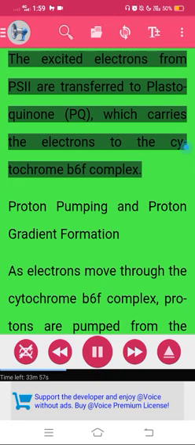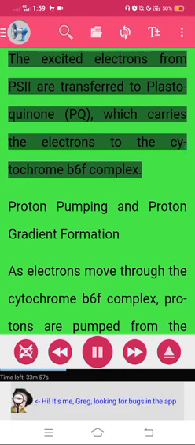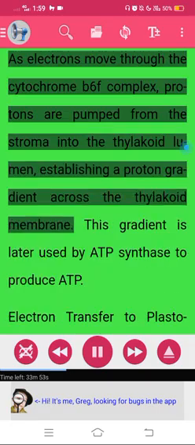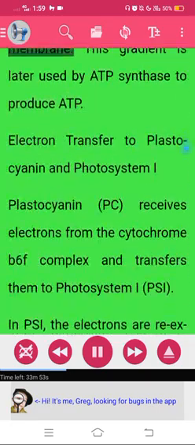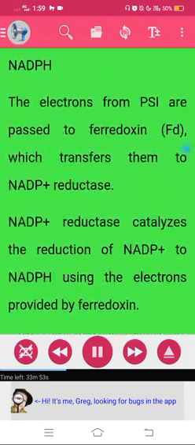Electron transfer to plastoquinone. The excited electrons from PSII are transferred to plastoquinone, PQ, which carries the electrons to the cytochrome b6f complex. Proton pumping and proton gradient formation. As electrons move through the cytochrome b6f complex, protons are pumped from the stroma into the thylakoid lumen, establishing a proton gradient across the thylakoid membrane.